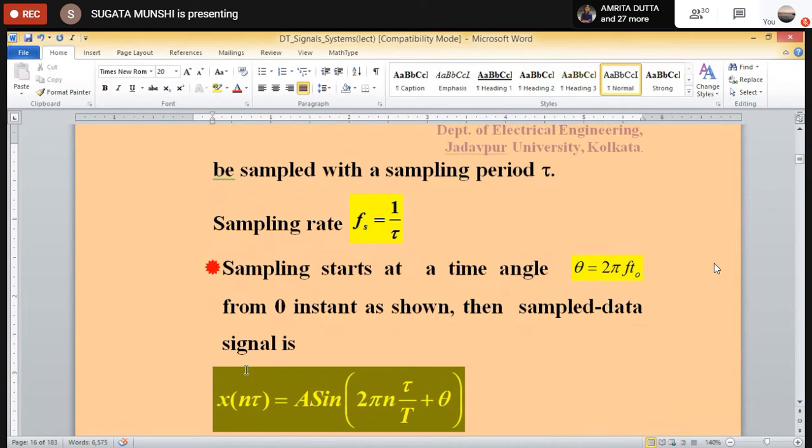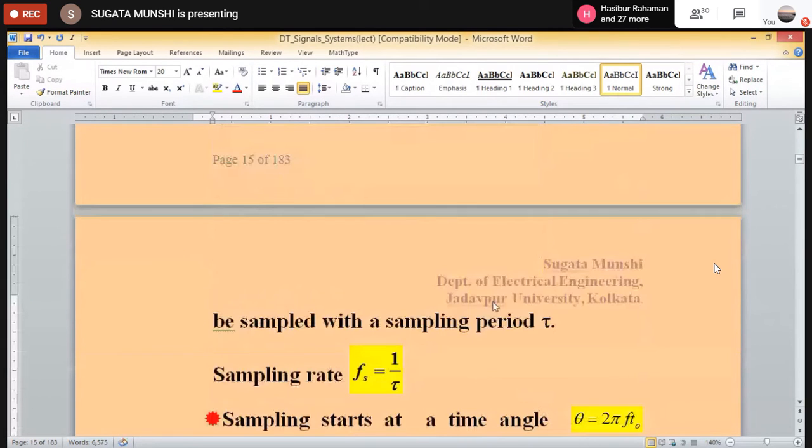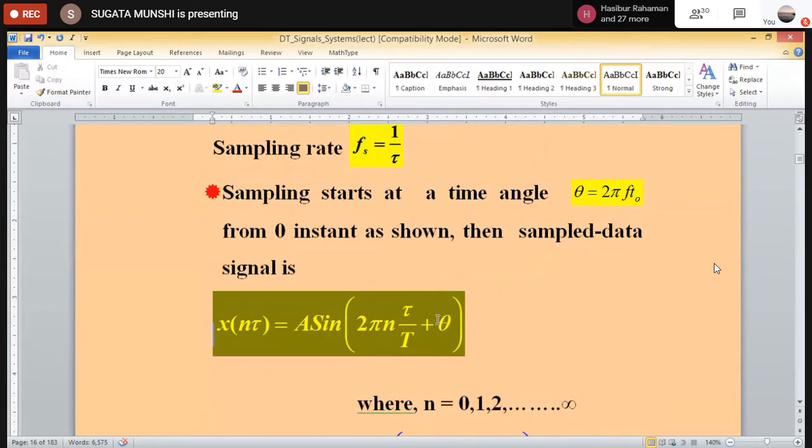Now, on sampling the analog sinusoid, you get a sample data signal which I am representing in this way, x(n tau). Simply in the expression for x(t), I have replaced t with n tau. So that will result in a sample data signal, isn't it? So this x(n tau) will be a sine of twice pi n tau by T, because I have replaced t with n tau. All right. So in this equation, if you replace t with n tau, you will get what is shown here, plus theta. Why does plus theta come in?